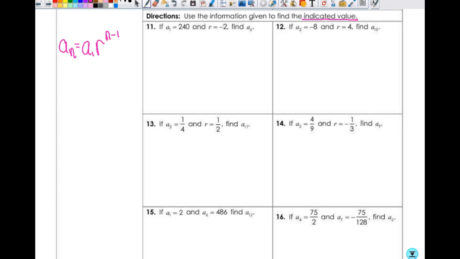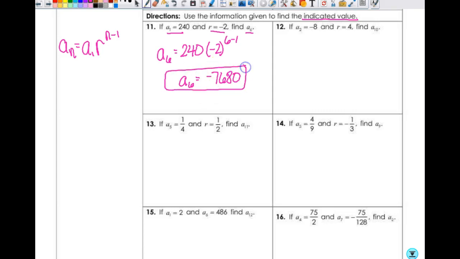So in order for me to find A6 in number 11, I need A1 and R to be able to use this. Well, I've got all that stuff. So A6 is just equal to A1, which is 240, times R, which is -2, to the 6 minus 1 power. So this is just kind of a plug and chug problem, but you got to know how to put it into the little formula. Let's go ahead and come up with that value. Okay, get -7,680.